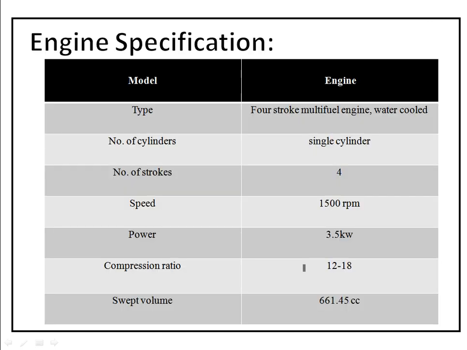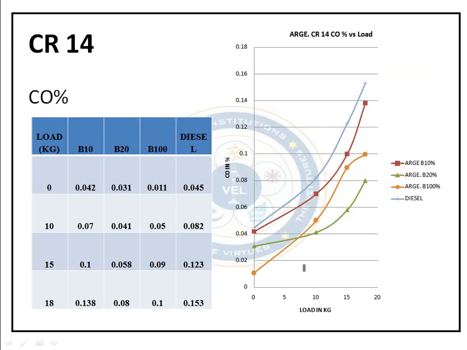Engine specification: 4-stroke multi-fuel engine, water cooled, 1500 rpm, 3.5 kilowatt power, compression ratio 12 to 18, swept volume 661.45 cc. These are the results we obtain on the engine.